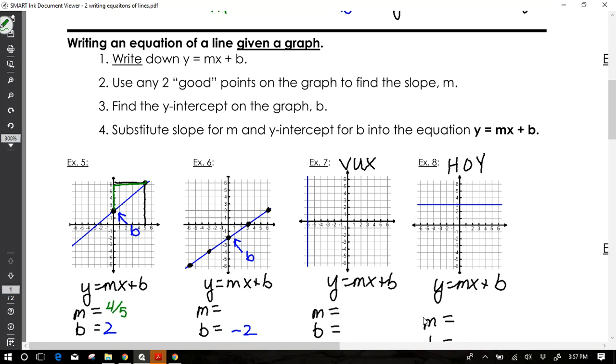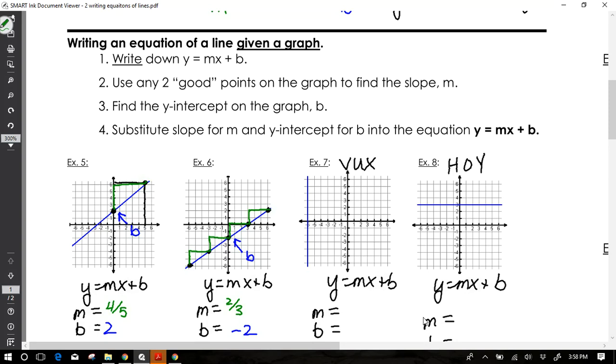What is my slope in example 6? Rise 2, run 3. Rise 2, run 3, rise 2, run 3. So for any of those points that you might have chosen, it is 2/3.